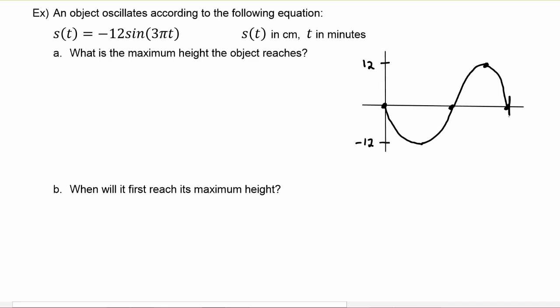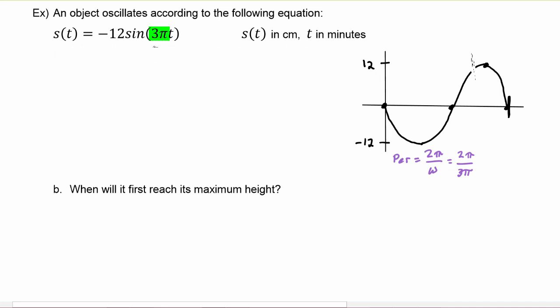Now we can figure out the period because we know what omega is. To find the period, we're going to do 2 pi divided by omega. So that's going to be 2 pi divided by 3 pi. Be very careful. The pi is part of the omega. Remember that the argument of this function is omega times t. So whatever is multiplying the t is omega. So omega is 3 pi.